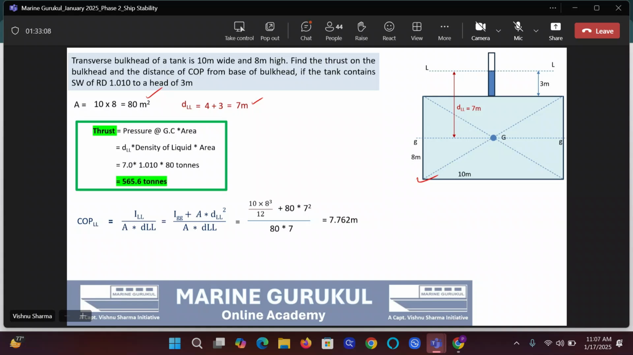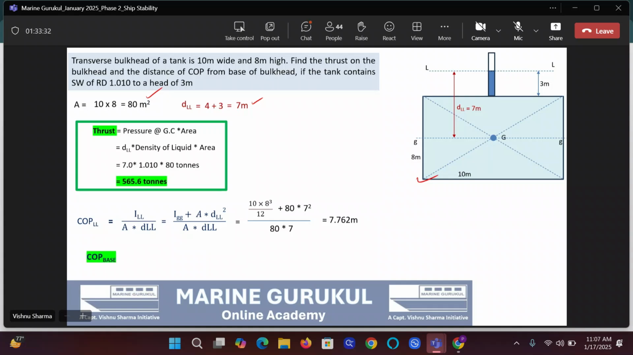Does the question want it from the liquid level? Look at the question, guys. From base. The question wants it from the base. Look at the diagram. How can I get it from the base now? I have got the distance from the liquid level, 3 meters, sir? So from the sounding, I can subtract it. Yes or no? Yes, sir.